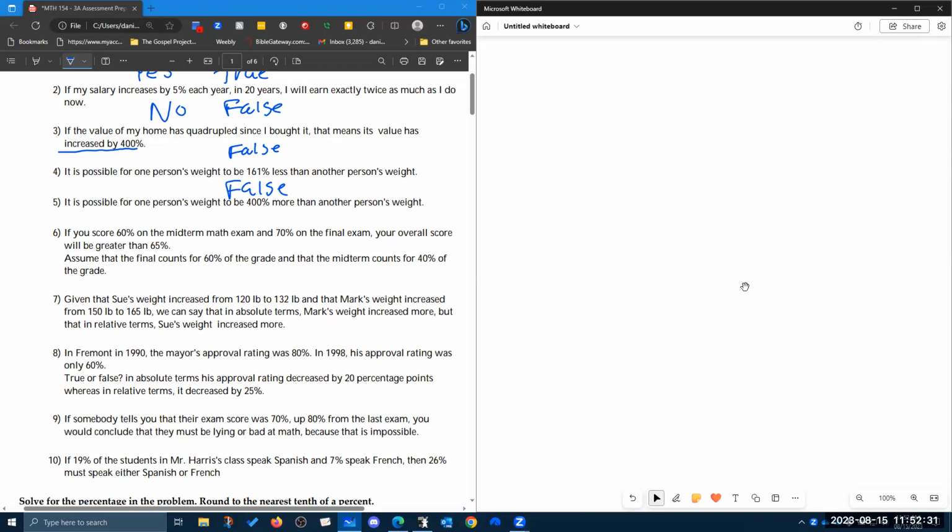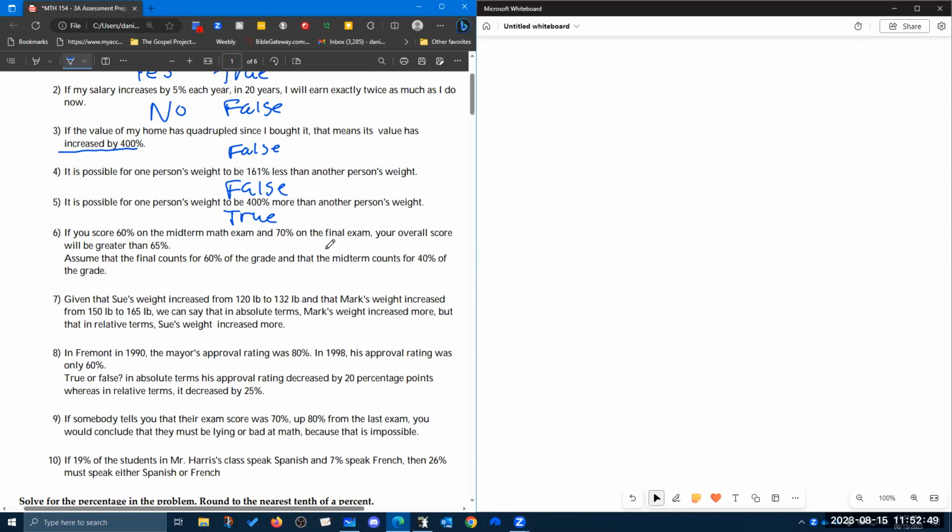It is possible for someone's weight to be 400% more than another person. That's true. So if you have a baby, right, and then you have like a kid, it's possible that the kid weighs 4 times more than the baby, right?